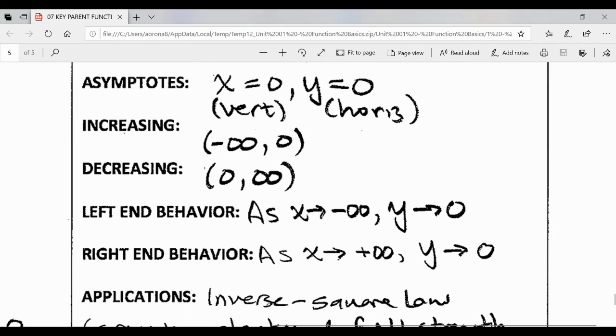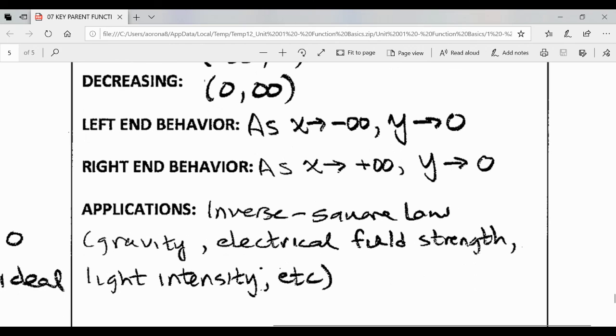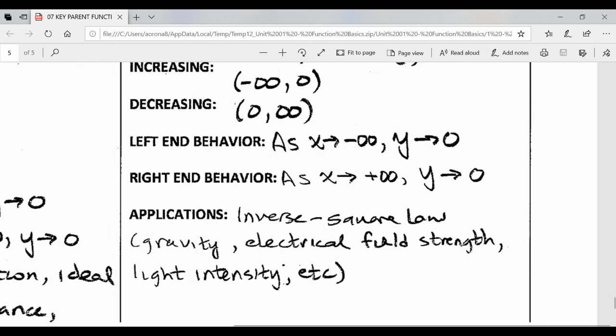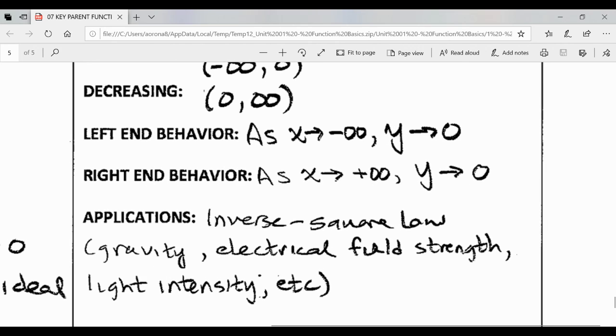Our end behaviors, it behaves very similar to the one before because both curves are getting close to the x-axis, which is 0. Okay. And then where we have some applications. And that's it, guys. That's a quick view of all the parent functions.